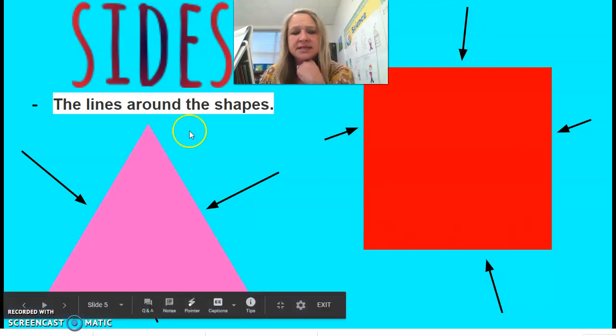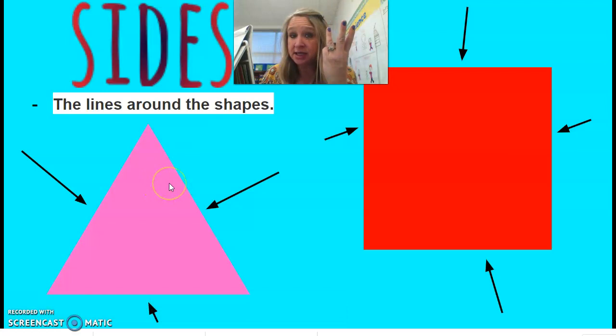How many sides does this shape have? The purple one. It has 3 sides. How many sides does the red shape have? 4. Very good.